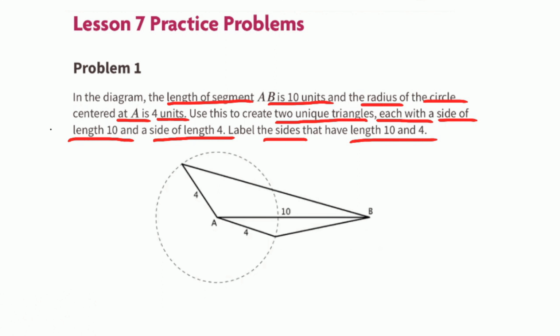Here are 2 triangles. Let's look at the top triangle, and since the radius is 4 units, this side length highlighted in yellow would be 4 units. And since the length of segment AB is 10 units, this line segment would be 10 units. Connect the ends with a straight line to represent the third side length. Now let's look at the bottom triangle. Since the radius is 4 units, this side length would be 4 units. Since line segment AB is 10 units, this line would be 10 units. And connect the open ends by drawing a straight line to represent the third side length.